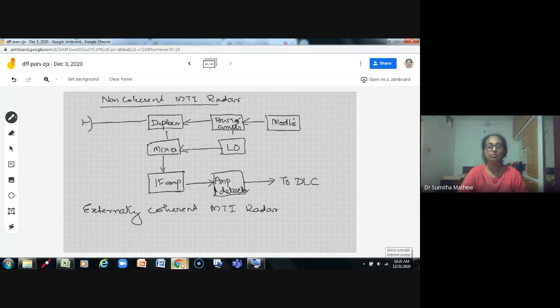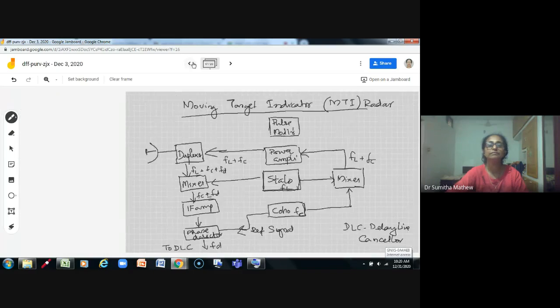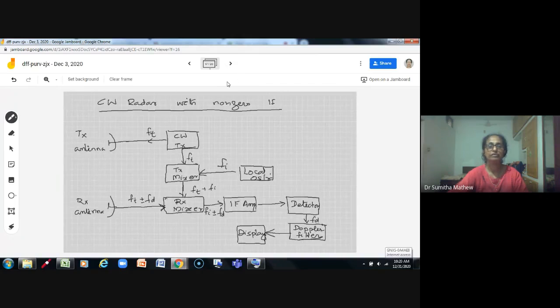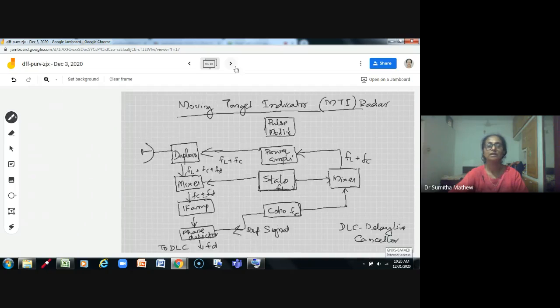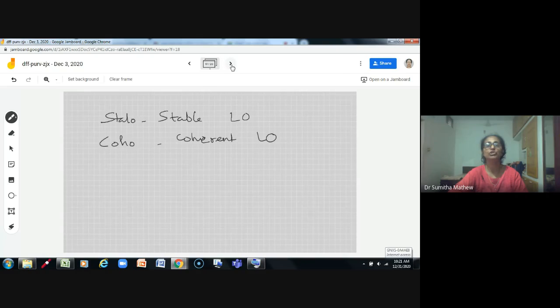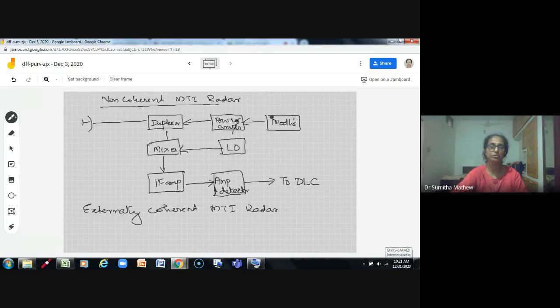So today we have seen the disadvantages and limitations of continuous wave radar, and how we can overcome them. Some disadvantages can be overcome by using a continuous wave radar with non-zero IF, which uses a superheterodyne receiver instead of a homodyne receiver. We have seen its working. Then a moving target indicator radar, which is used to detect the presence of a moving target. But all these radars cannot calculate range. If you want to calculate range, then you have to use the FMCW radar.